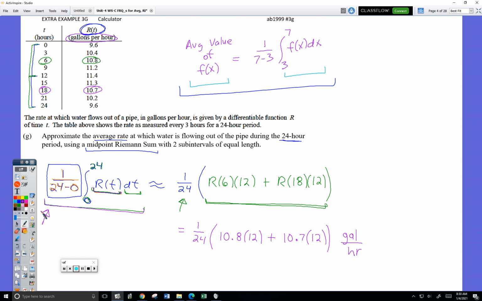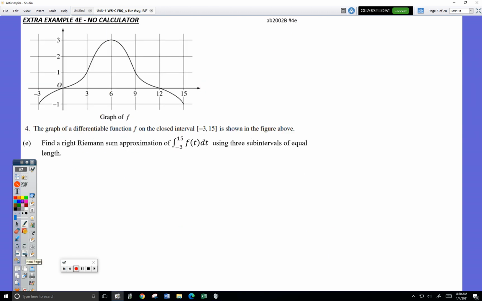Perfect, let's keep going. Okay, new situation. Now we have a graph. It's a graph of what they are calling F, so no story here. So the situation is pretty simple. It's just a graph of F. It says find a right Riemann sum approximation of this integral. So in this situation, there's no specific reason why we are computing an integral. They're just giving us an integral and they're asking us to find the value.